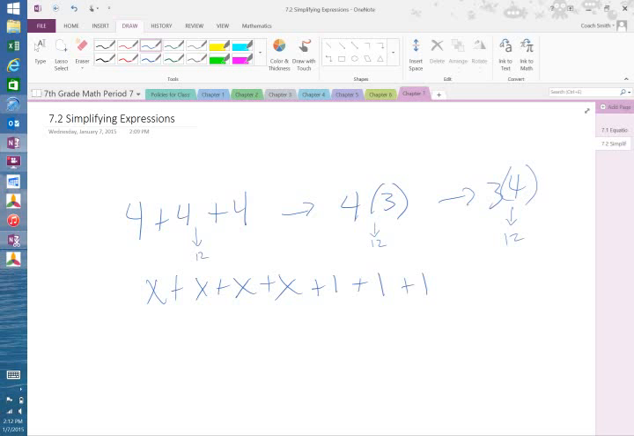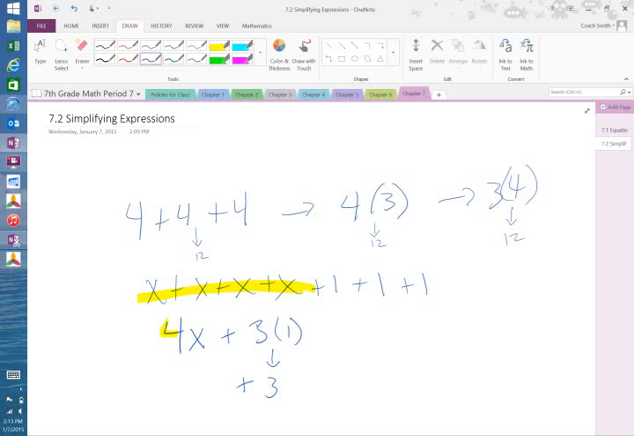Now, I want to rewrite x plus x plus x plus x. How many x's do I have? 4. So that would be the same thing as 4 times x. Okay? How many 1's do I have? 3. So that would be the same thing as 3 times 1. Okay? Can I simplify 3 times 1? What is 3 times 1? 3. So yes, I can simplify 3 times 1. That is 3. Can I simplify 4 times x?